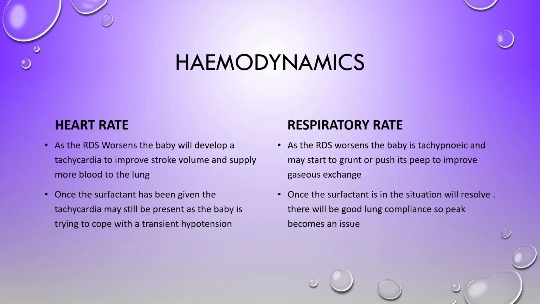So now, how do we nurse this baby? How do we take care of this baby? What do we see hemodynamically? When we talk about the heart rate, as the RDS worsens, the baby's heart rate and tachypnea will go up because it's trying to improve its stroke volume to get more blood in the lung. But if you recall the first lecture about hemodynamics, the baby has an inability to create stroke volume. This is going to use up your reserve if you're not careful.